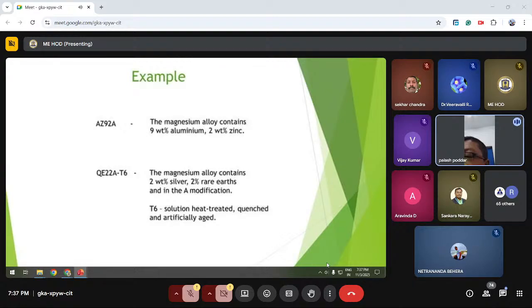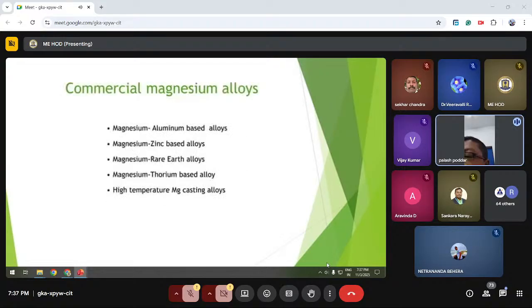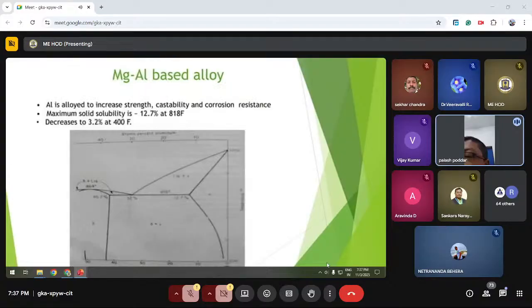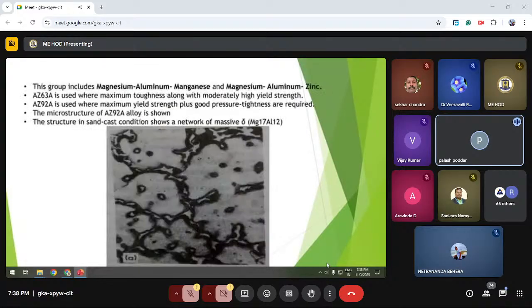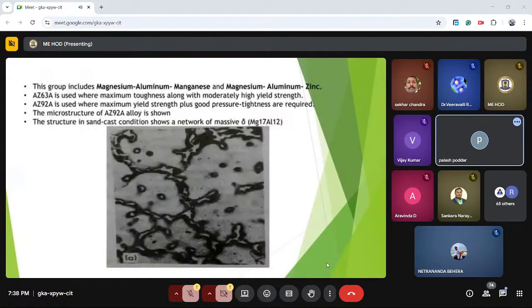The commercial magnesium-aluminum based alloys. The magnesium-aluminum phase diagram is shown. You see, 12.7% is the highest solid solubility of aluminum. Maximum solid solubility is 12.7% at 437 degrees centigrade. It decreases to 3.8% at 400 degrees Fahrenheit.